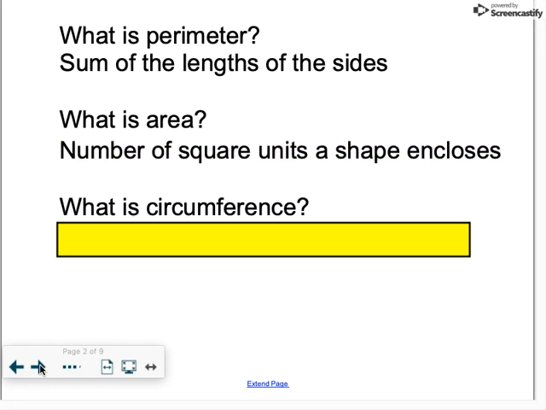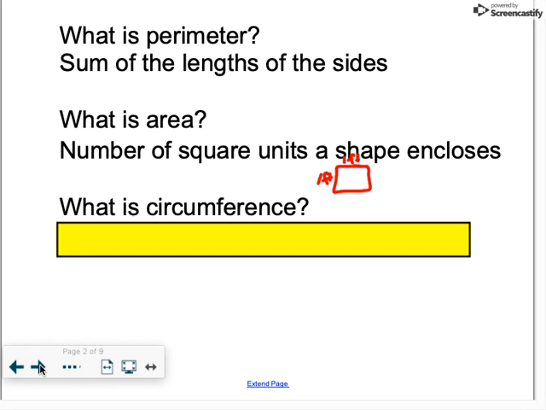The area of a figure, area is the number of square units a shape encloses. So what that means is a square unit, so maybe it's 1 foot by 1 foot, and we're wondering how many of those can fit inside of our figure. Maybe it's inches, so it'd be 1 inch by 1 inch, and so on.